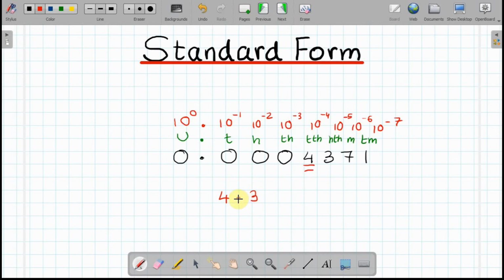and then a decimal point after that, and all the digits after that will come after the decimal point. So 4.371 multiplied by a power of 10. What power of 10? Well, I look at its place value. It's 10 to the power minus 4 because it's 10 thousandths. And there we go. That's in standard form.